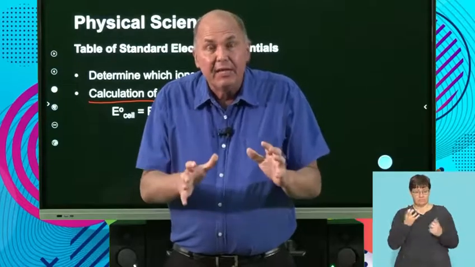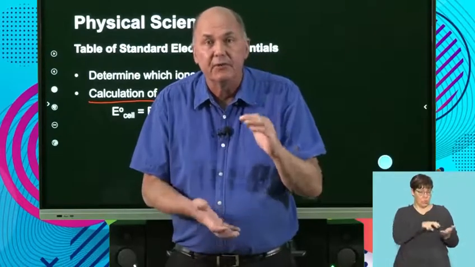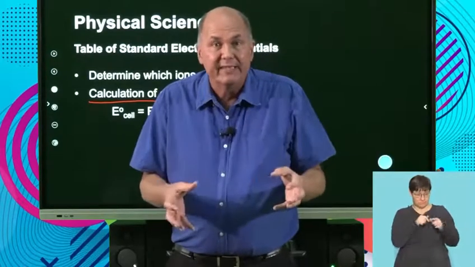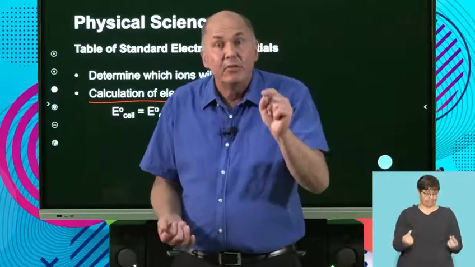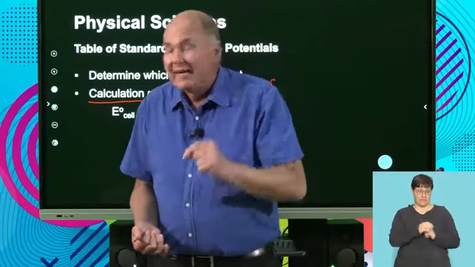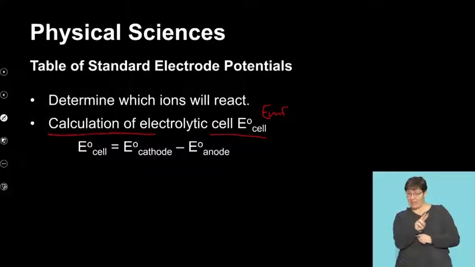The calculation of the E naught tells us what's the minimum potential difference that's required across these electrodes. If we don't use enough energy, the reaction wouldn't take place. So that's why this equation is so important. Let's understand it. Notice it's exactly the same as what we used for the galvanic cell.